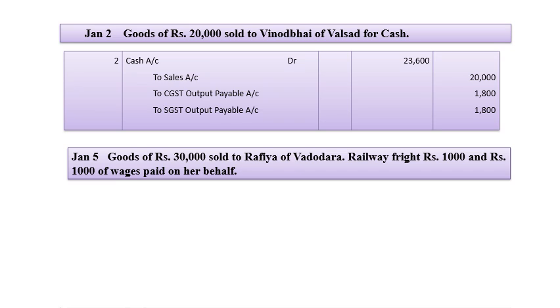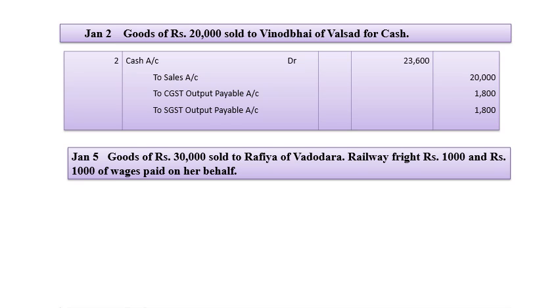Here it is a credit transaction because whether goods are sold for cash or not, whether payment is received or not, that is not given. A name of a customer or client is given, but railway freight and wages are paid on her behalf. That means this part we consider as a cash part. So that is why it is a partly cash transaction and partly credit transaction.